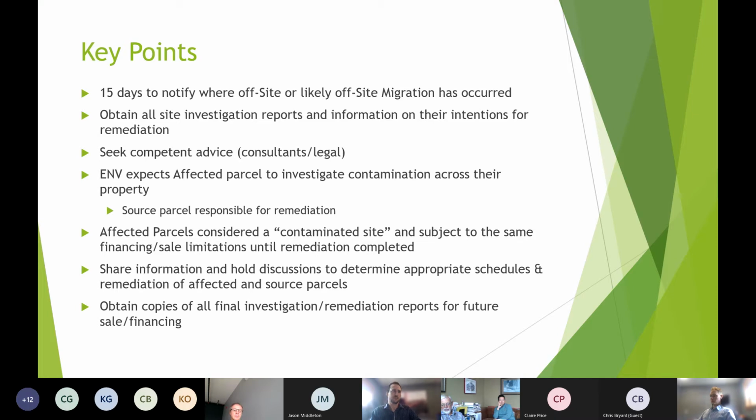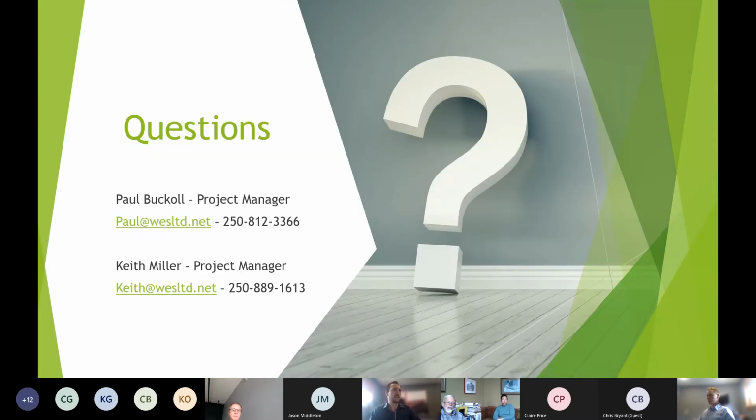And finally, if you are an affected parcel, make sure you obtain all final investigation and remediation reports, because you'll need these to obviously sell or finance the property in the future. So with that, it summarizes our presentation, and we'll just open it up to the Q&A here.